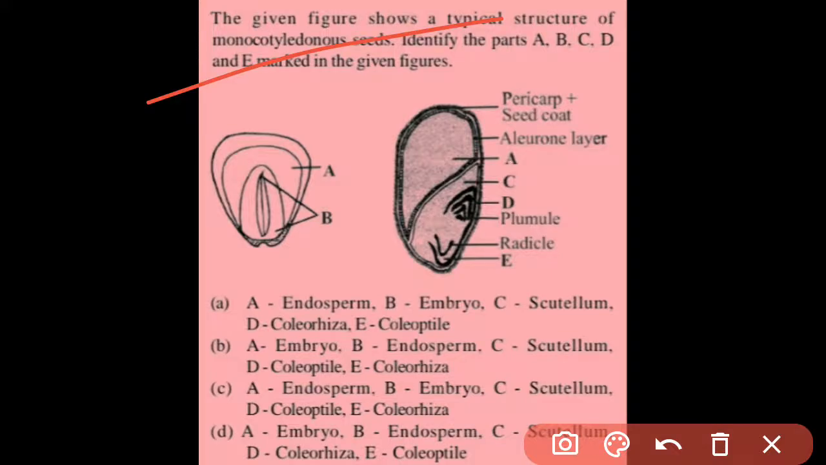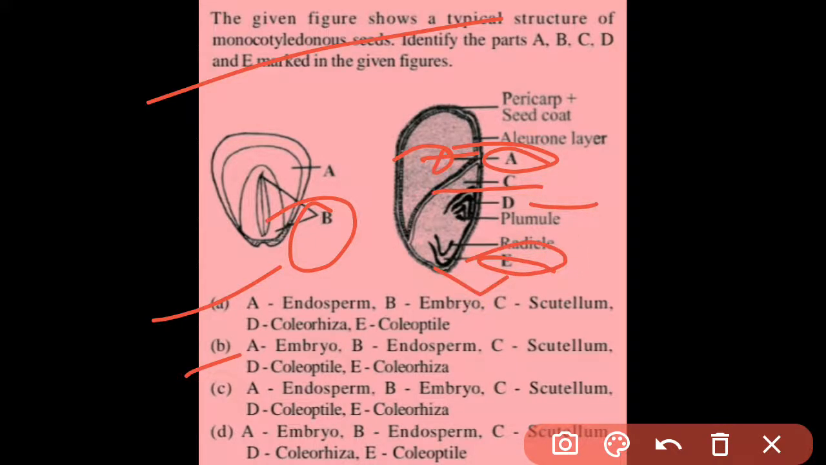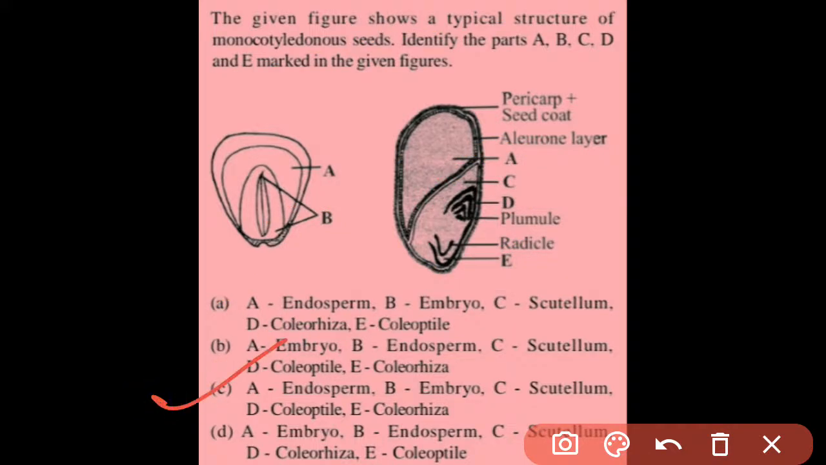You can see two figures are given and we have to identify the right option. Here A is endosperm. This region is normally known as endosperm, and B is embryo. C is basically scutellum, D is coleoptile, and the last one is coleorhiza. So option C is correct. Let's move on. Next question.